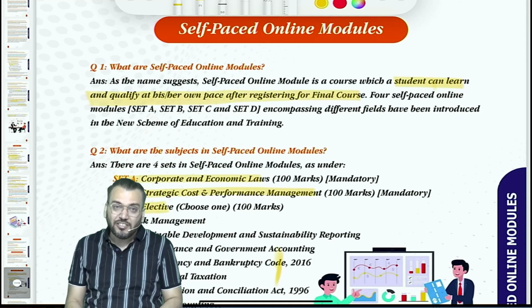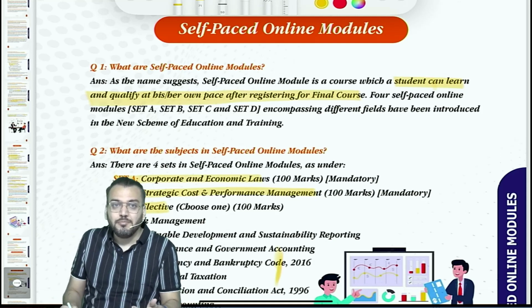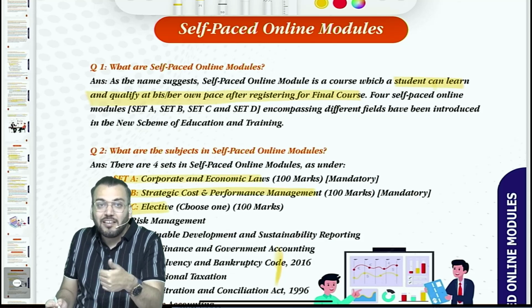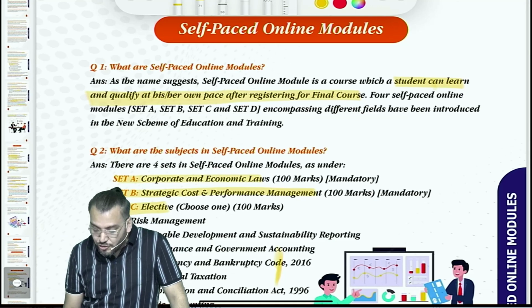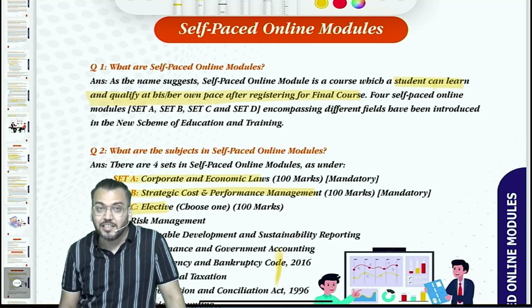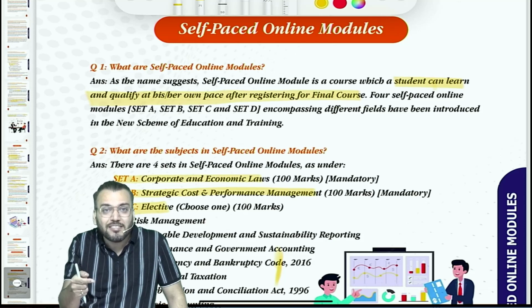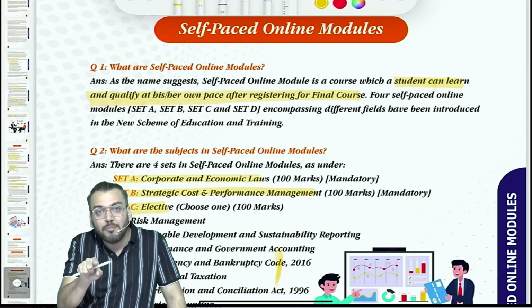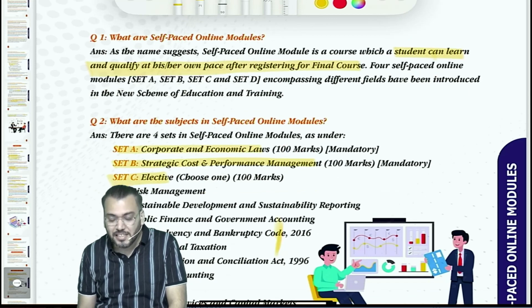As the name suggests, you can write this examination at your own pace. Means there is no date for this examination. Understood? So the self-paced online module is a course which a student can learn and qualify at his or her own pace after registering for the final course. Means you are not supposed to register for this online examination separately. Once you are registered for the final course, automatically you are registered for the self-paced online examination. Now there are four papers in this: set A, set B, set C, set D.